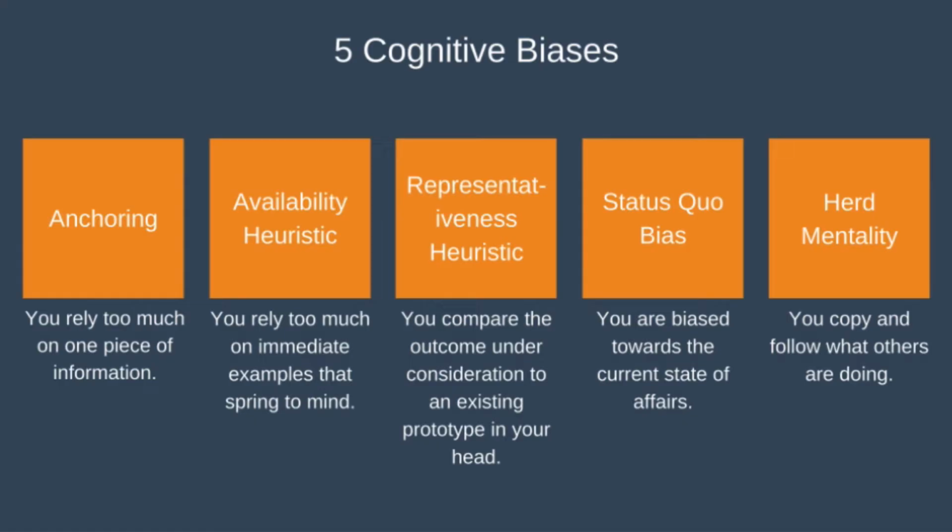Next, we have representativeness heuristic. Now, this bias is a mental shortcut you use when estimating probabilities. You compare the outcome under consideration to an existing prototype in your head, which is what you think is a typical example of a particular event or object. You assume the outcome and your prototype are more closely related than they actually are.